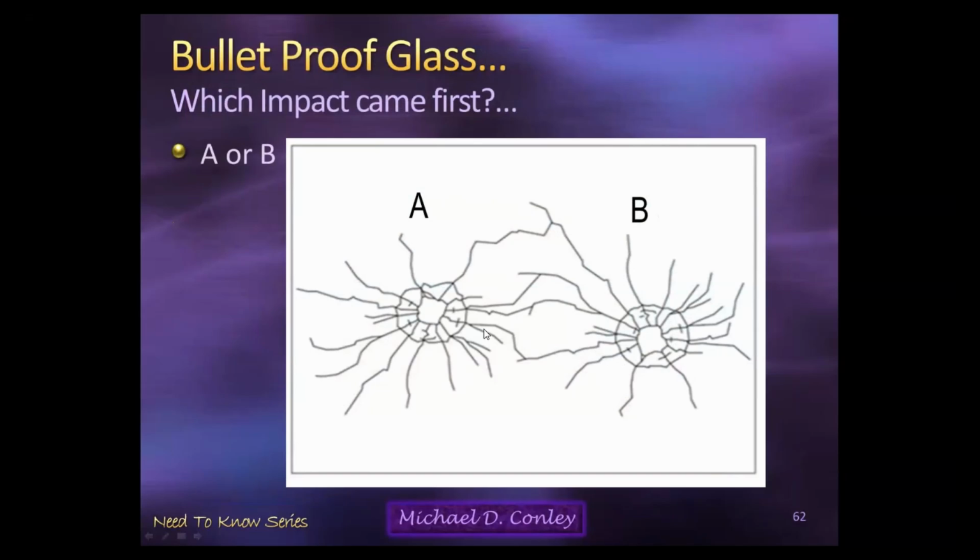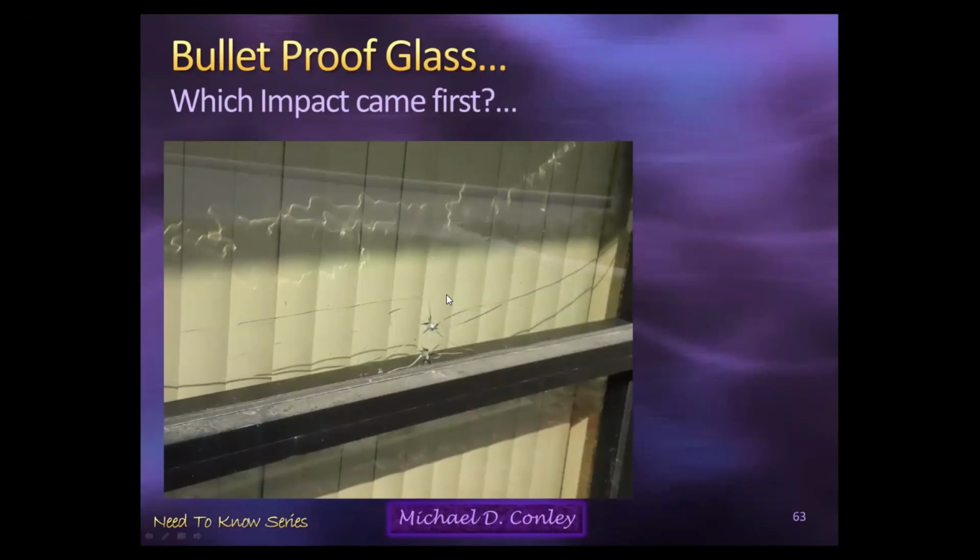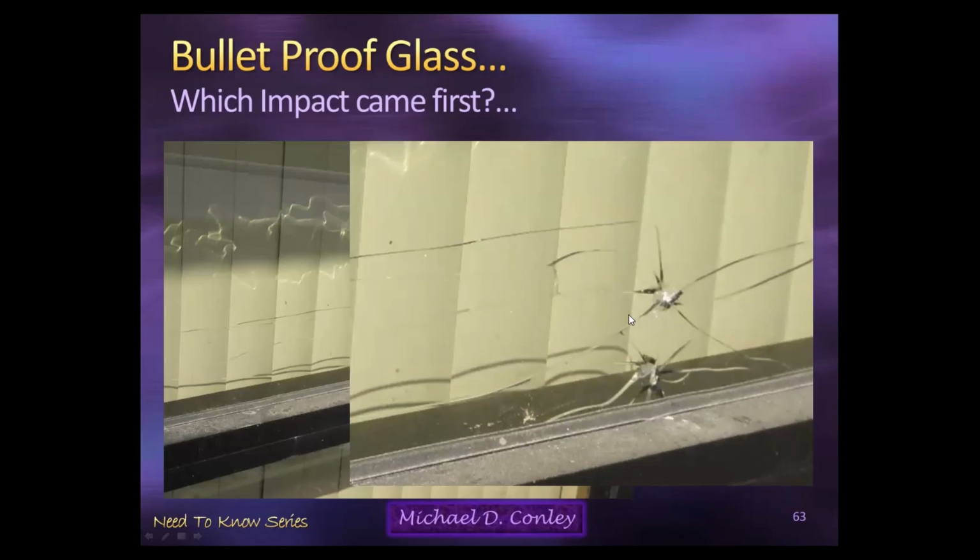A good example here where we have B, and you see the radial cracks from A stop at B, telling you that B came first, A was second. Here's a BB gun shot of a house. Same thing applies. When you look at A and B, you can see that A came first, and B came second.